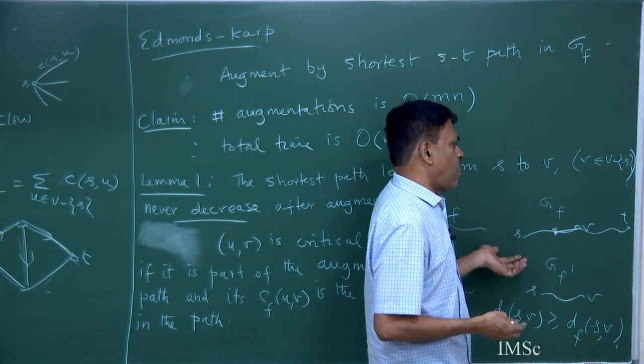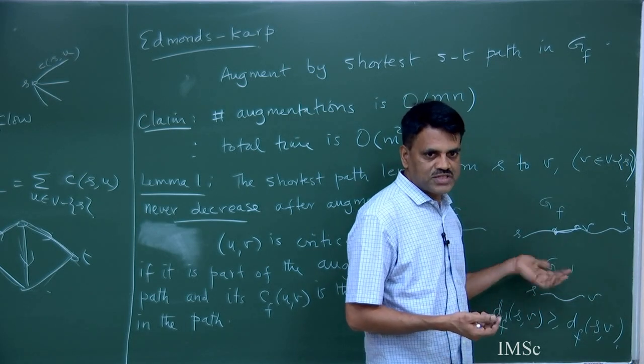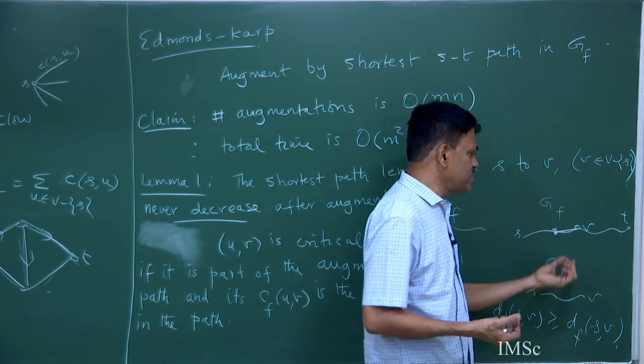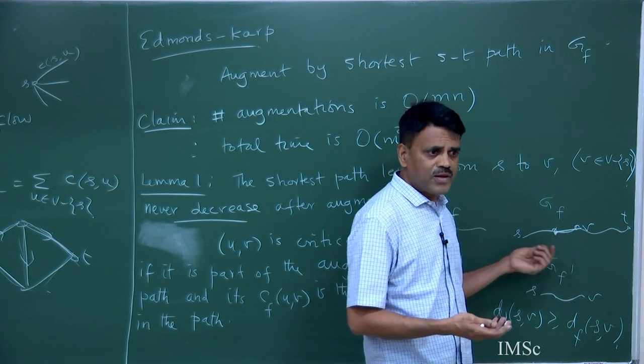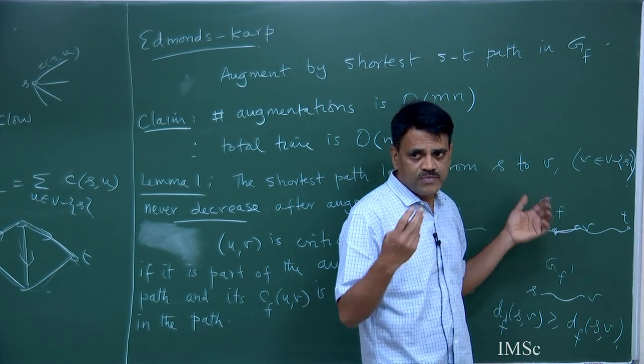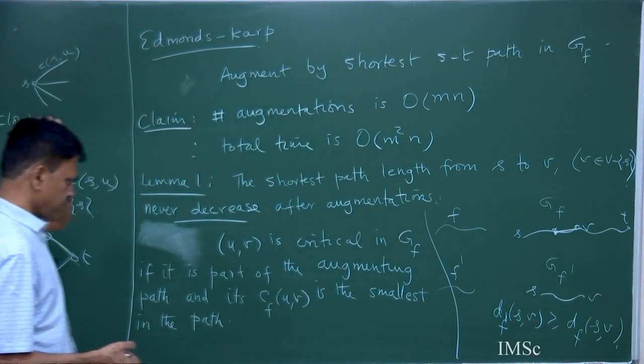And how much do you augment the flow by? You will look at the minimum residual capacity and you will augment the flow by that, and this edge happens to have that minimum residual capacity. Okay. There may be several other edges with the same residual capacity, but this is one of those edges. Then I call that edge a critical edge. Okay.